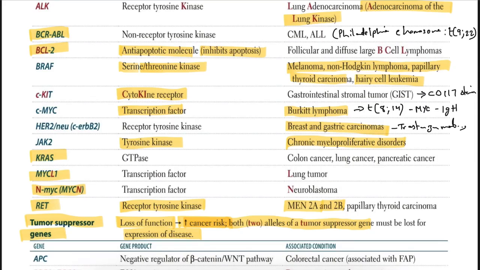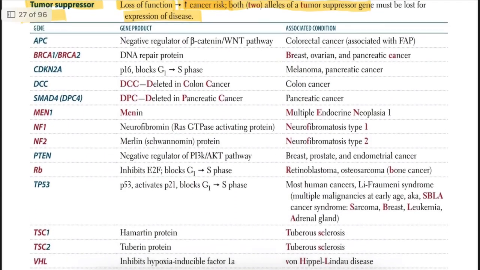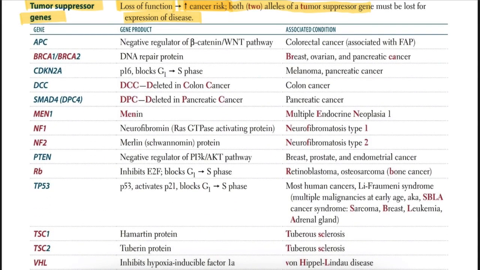Now we are going to discuss tumor suppressor genes, which act as the body's natural brakes. First one, APC. APC is a WNT pathway inhibitor, a negative regulator of beta catenin. The associated condition is colorectal cancer, associated with FAP. APC means adenomatous polyposis coli.